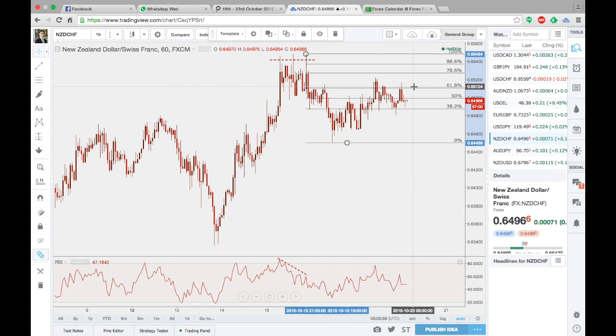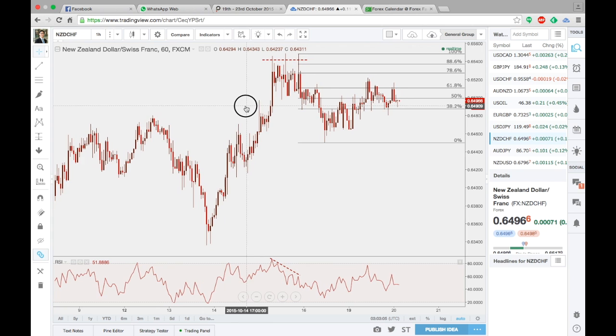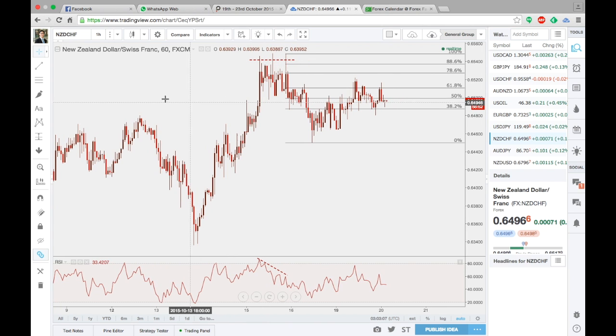For those who subscribe to our signals, you should have this trade running if you have taken it. But what I want to share with you is the expectation of this pair. So this is one setup.